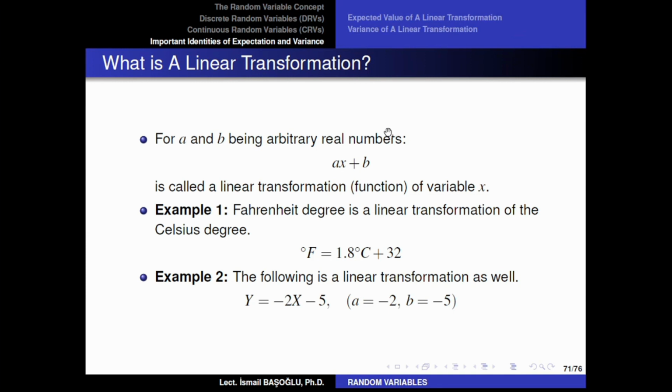It's a linear function of real numbers. Okay, so let's just say a and b are arbitrary real numbers, and ax plus b is called a linear transformation of variable x, or a linear function of variable x. So this is linear transformation, ax plus b, with any arbitrary real numbers of a and b is called a linear transformation of x, ax plus b.